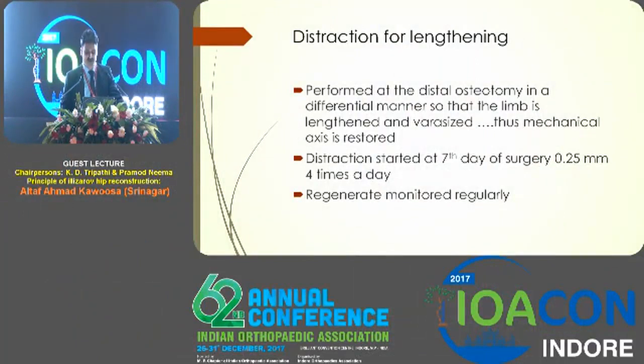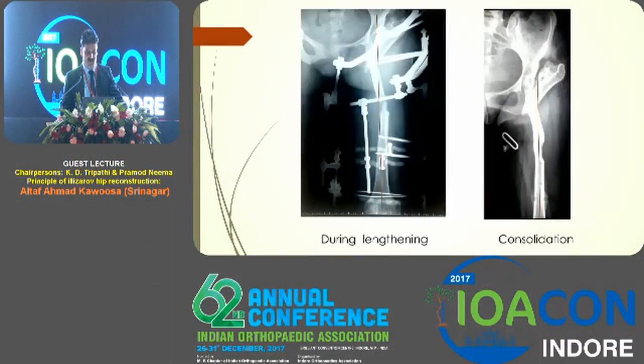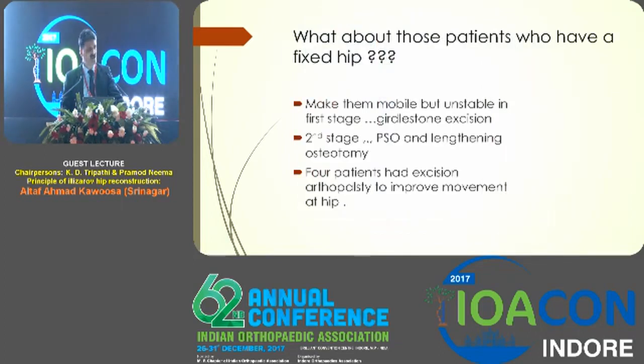Then the regenerate needs to be monitored regularly. This is how we do it. This is the proximal osteotomy, and then lengthening is happening here, and it has been varicized to achieve this. This is during consolidation. What about those patients who have a fixed hip?